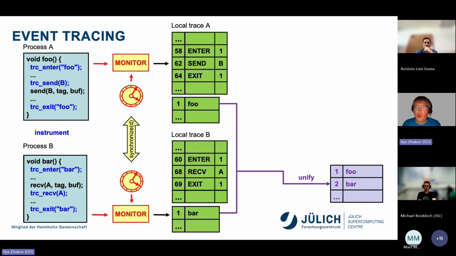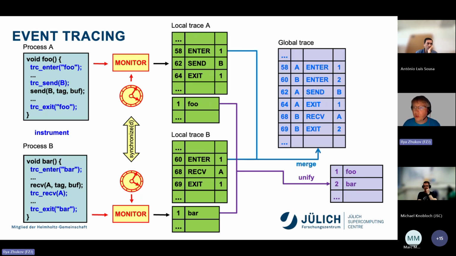Then we'll do unification. Here I have to say that it's done virtually. It is not done in practice. Usually when we collect a measurement, we will have a set of measurements on process A and process B. We don't do any merge, but for understanding, it's better to merge. So we will basically merge the definitions. All the definitions will be merged in a single table. Foo will be ID 1 and bar will be ID 2.